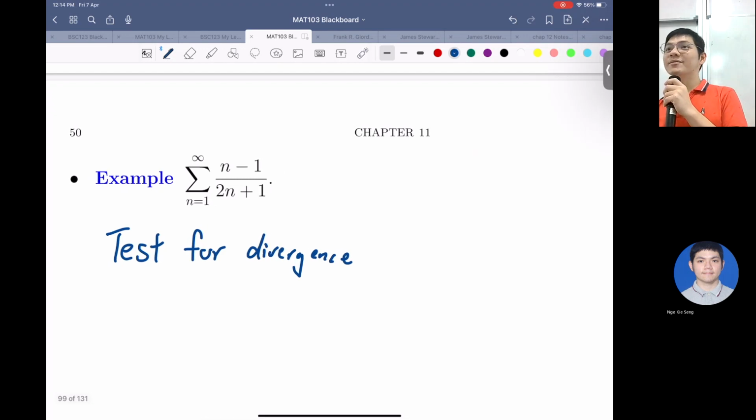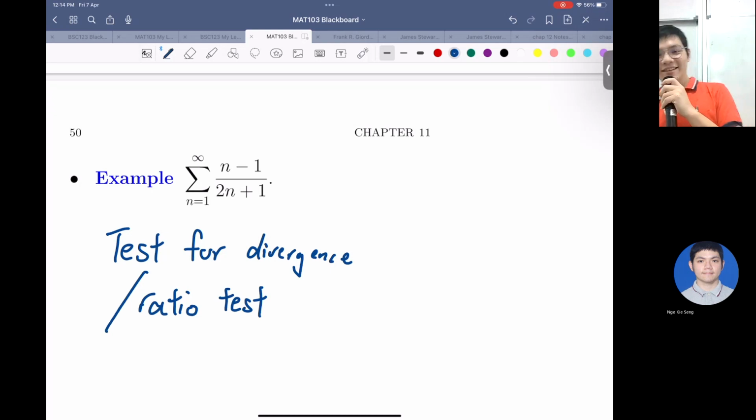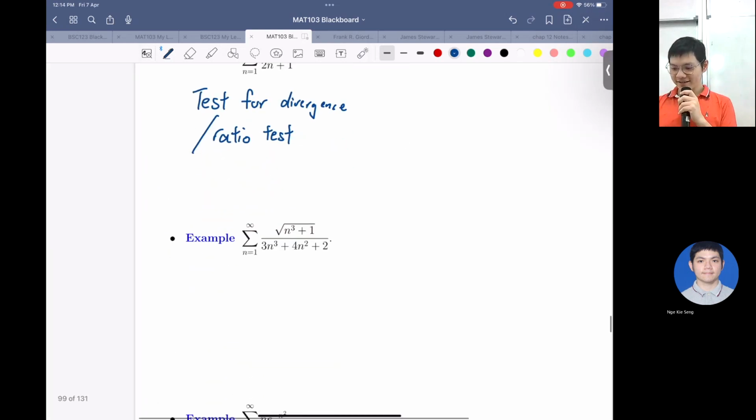No. Who said that? You think no? Why? Oh, no way? What did he say? Nothing? Okay. Don't know. Maybe try the ratio test. I like the ratio test a lot, so I'll try it. Okay, next one.